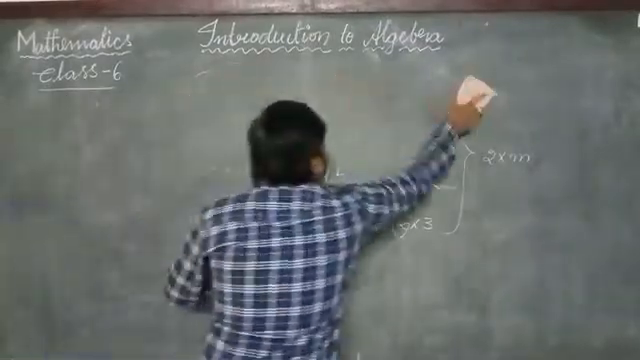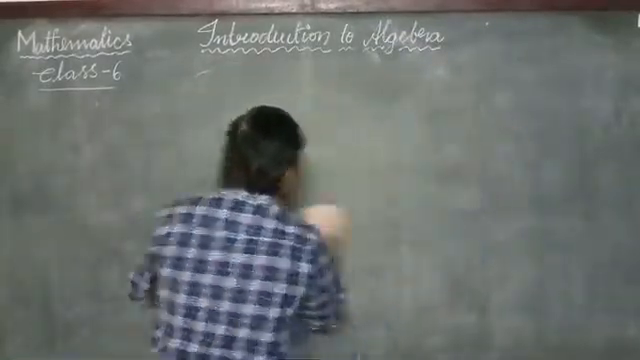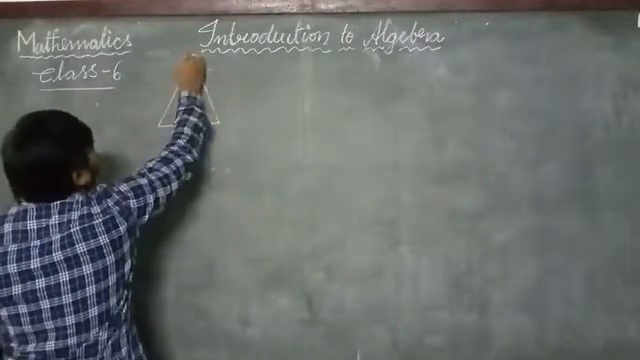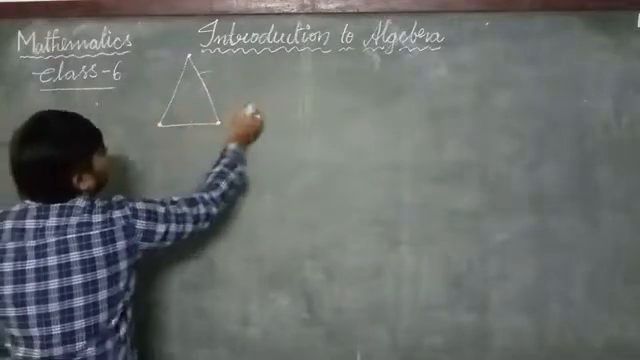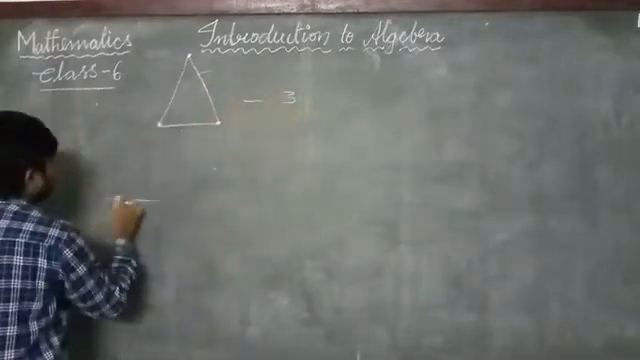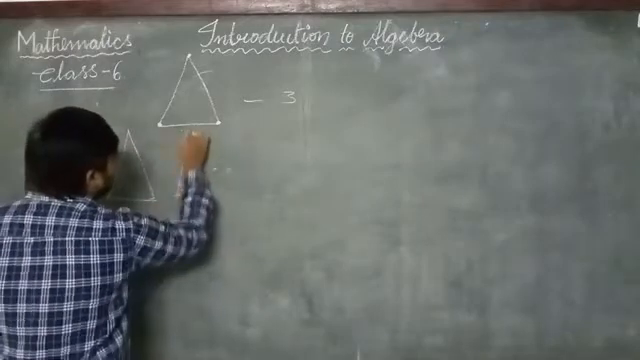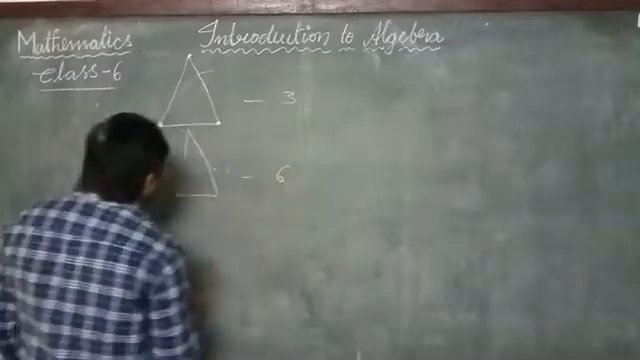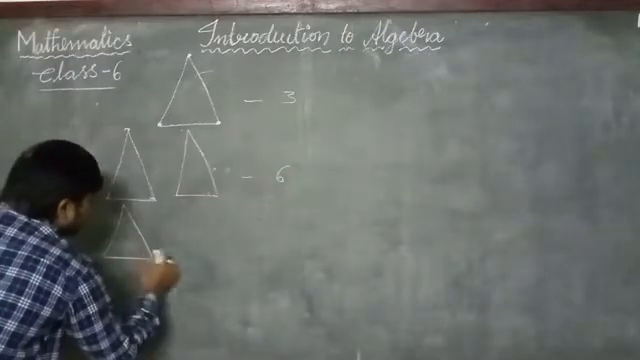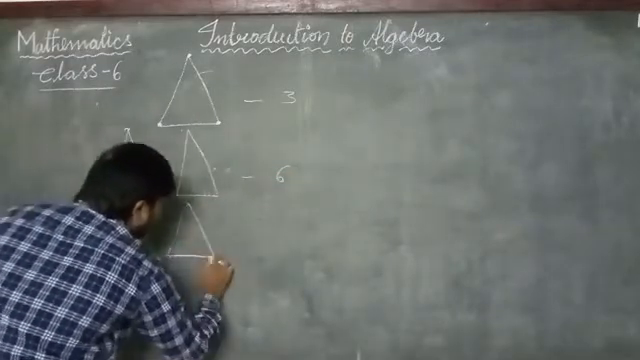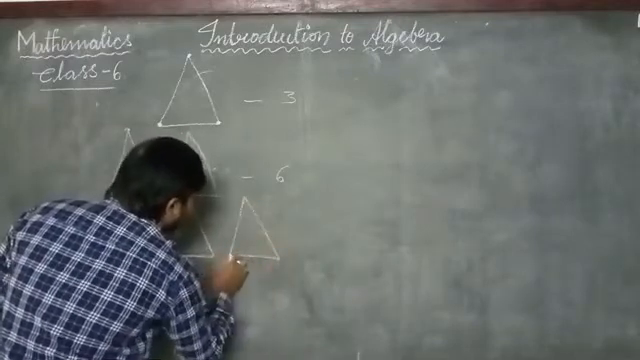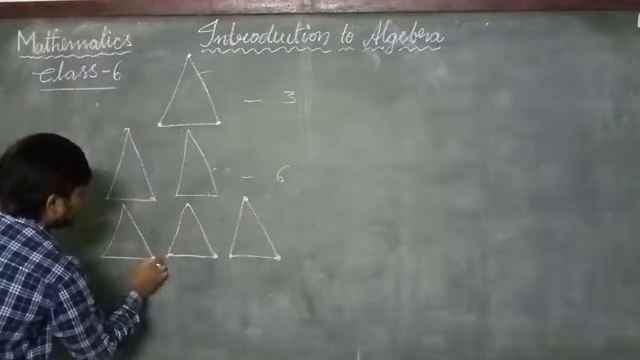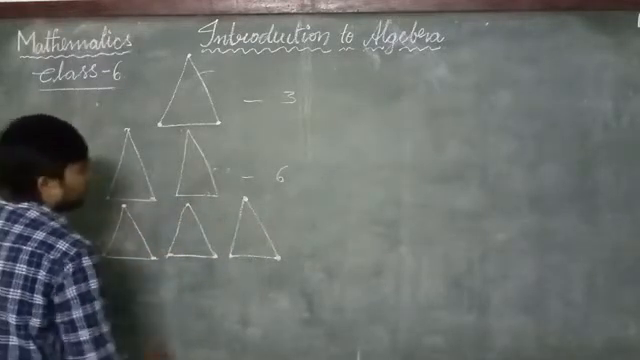Now let us see about triangles. If you want to draw one triangle, how many matchsticks are required? It requires 3 matchsticks. If you want to draw two triangles, how many matchsticks are required? For one triangle 3, for two triangles 6. If you want to draw 3 triangles, then it requires 9 matchsticks.